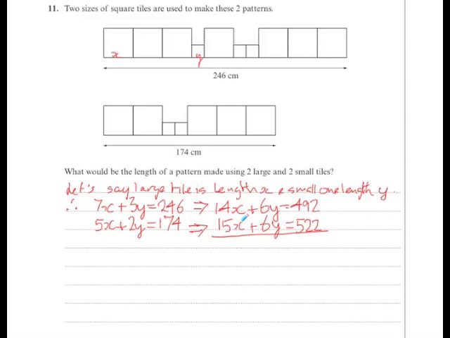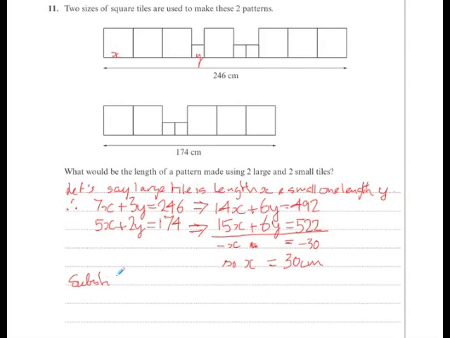And what we're going to do now is take away this from that equation there, so we're left with 14x minus 15x, which is minus x. Let's keep the equals there. 6y minus 6y is 0, so it disappears. 492 minus 522 is minus 30. So x equals 30 centimeters. We get that by multiplying both sides by minus 1.